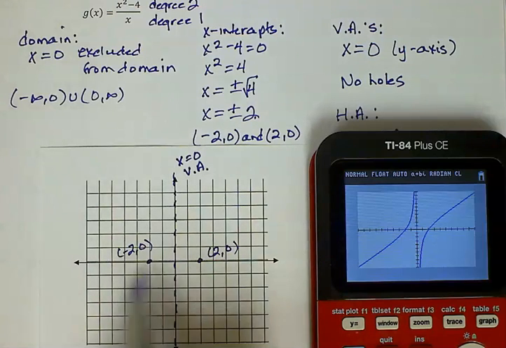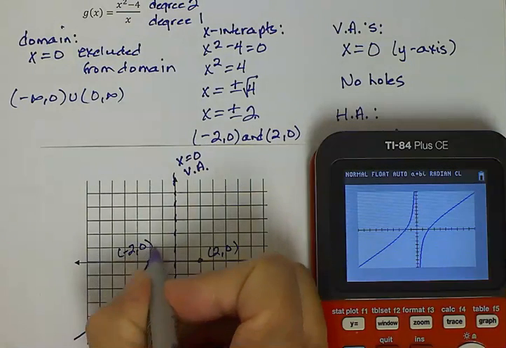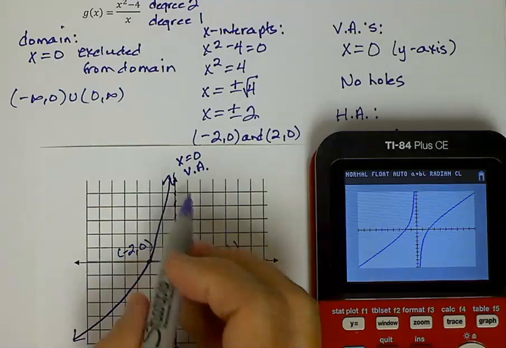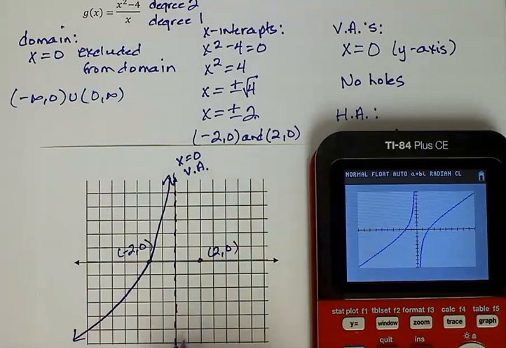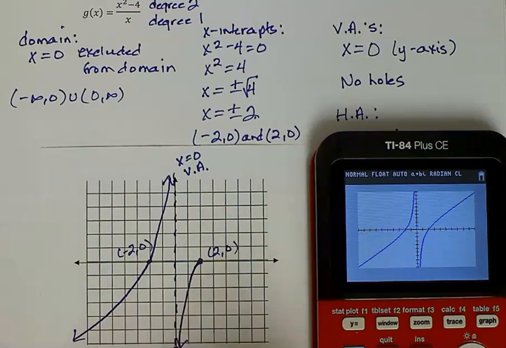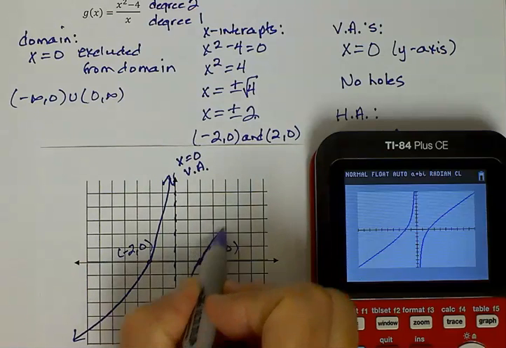And now I can fill in the rest of this graph. I'm just trying to get the general shape of this. So here it's going up towards infinity as it gets close to that vertical asymptote. On this side it's going to go down towards negative infinity as it gets close to the vertical asymptote. And then out here, after it crosses the x-axis, it's just going to go up and out.